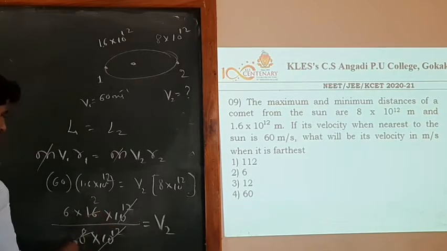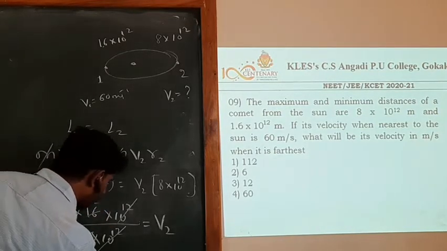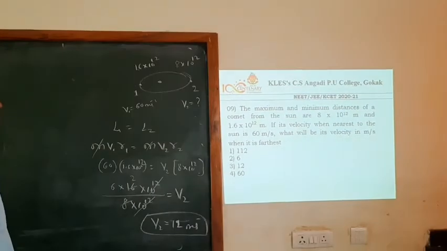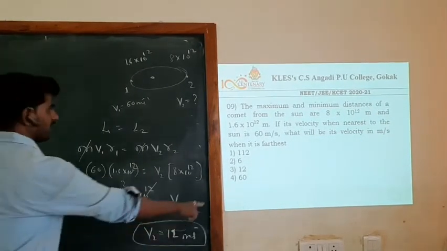8 ones are 8. Okay, 6 into 2, V2 is equal to 12 meter per second. V2 is equal to 12 meter per second. Option 3, which is 12.